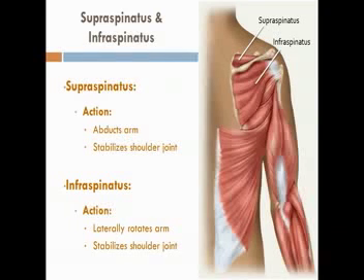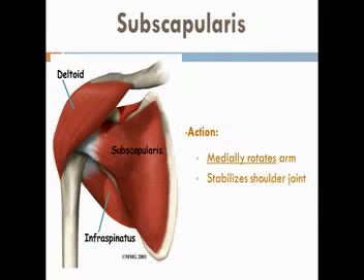Infraspinatus and supraspinatus. These muscles are named for their locations about the spine of the scapula. Supraspinatus is found above the spine of the scapula, and its action is to abduct the arm, as well as stabilize the shoulder joint. And infraspinatus is located, as its name suggests, below the spine of the scapula, and its action is to laterally rotate the arm and stabilize the shoulder joint. Subscapularis is a large muscle that spans the subscapular fossa of the scapula, and its action is to medially rotate the arm and stabilize the shoulder joint.